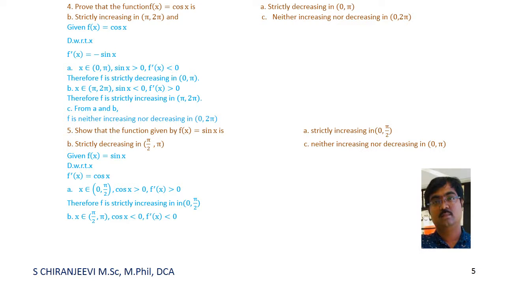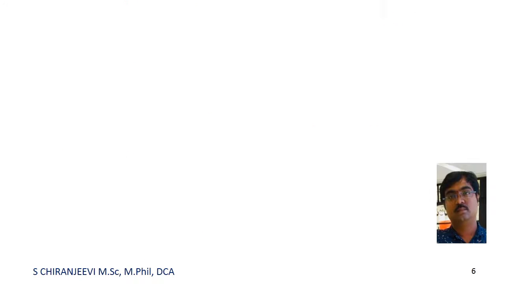Second one, x belongs to pi by 2 comma pi. Pi by 2 comma pi is 90 to 180. Second quadrant, only sin is positive, so cos will be negative. Therefore f dash of x is less than 0. So therefore f is strictly decreasing in pi by 2 comma pi. Now the third one, from a and b, f is neither increasing nor decreasing, because in the interval 0 comma pi by 2 it is increasing. In the interval pi by 2 comma pi it is decreasing. Therefore from first case and second case it will be neither increasing nor decreasing in 0 comma pi.